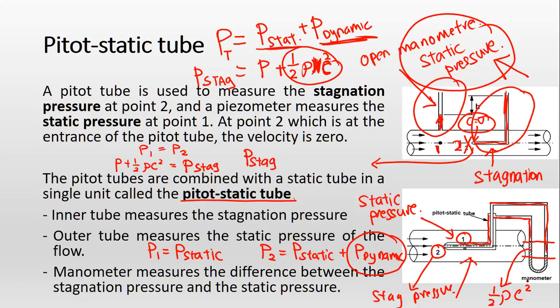Okay, and the C here is what we are looking out for because we want to measure the flow speed. So if we can get this difference, we can equate it to half rho C squared, and then we will be able to find out the velocity. And from the velocity, we will be able to find out the flow rate. Okay, so this here is the operating principle of a pitot-static tube.